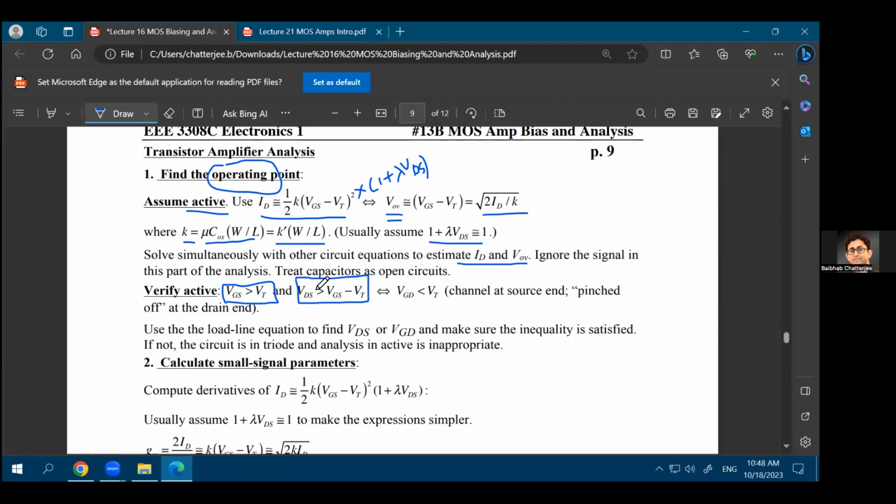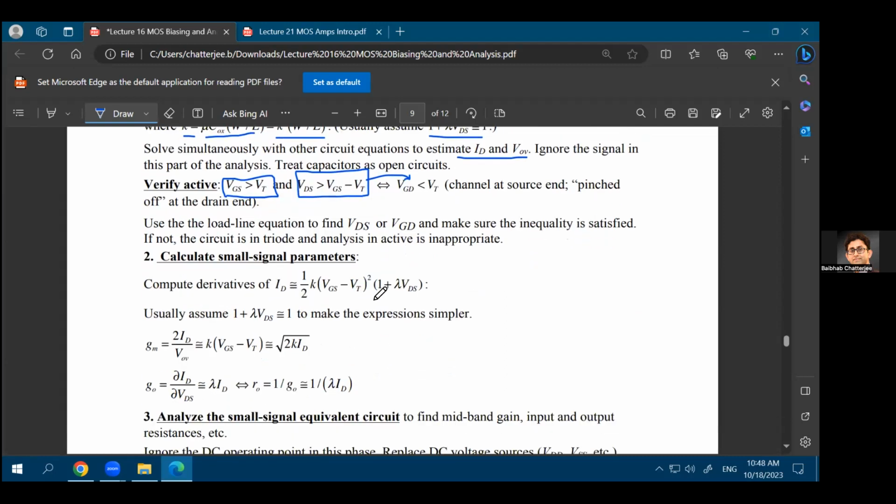Another way to understand VDS being greater than VGS minus VT, or another way to represent the same equation, is that your VGD has to be less than VT. And we proved this in the previous class, why VGD needs to be less than VT for VDS to be greater than VGS minus VT. So you can use either of those two equations to verify whether you are in the active region or not.